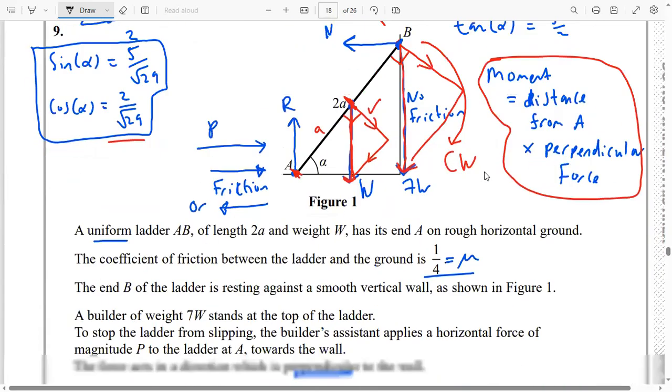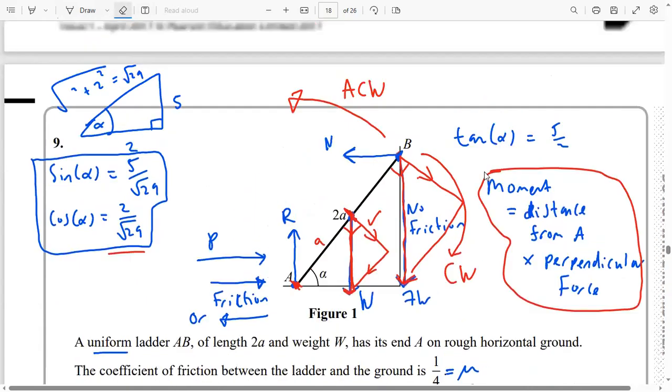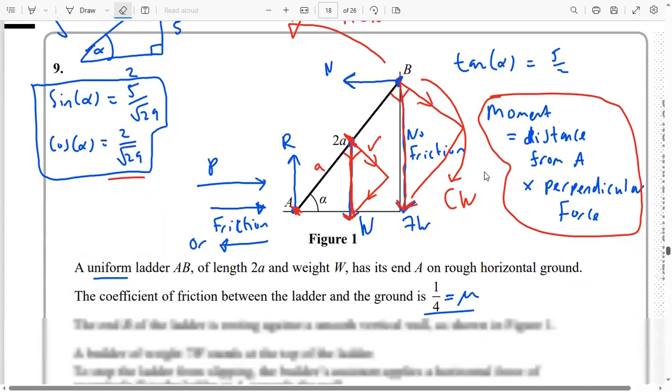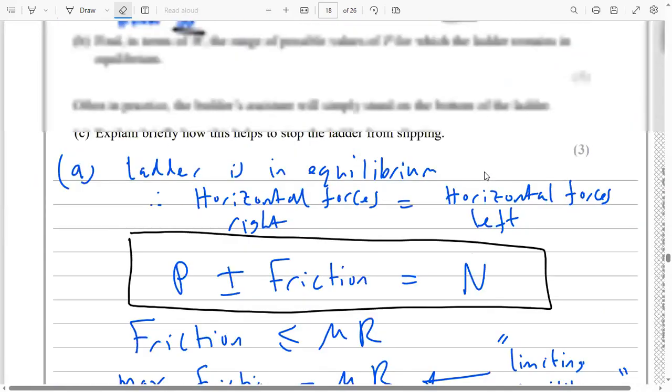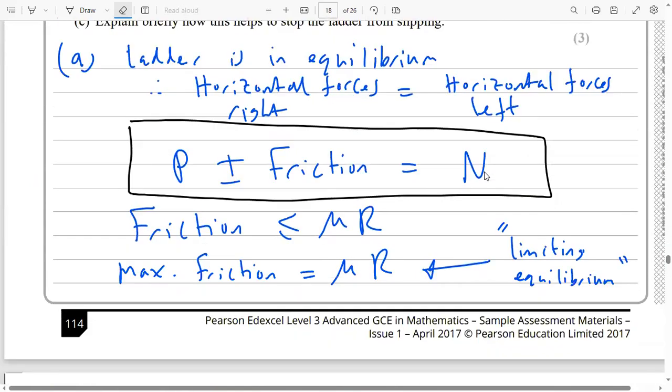Again, just to re-emphasize, if there was no P force there, the friction would have to go to the right, because there are no other horizontal forces. But we don't know this P force. This P force going to the right could be really massive. It could be so big that the ladder is going to move to the right, so your friction is going to counteract that. So basically, what I'm trying to say is we don't know yet the direction of friction, but we do know that P plus or minus friction is equal to the normal reaction force that we just calculated.